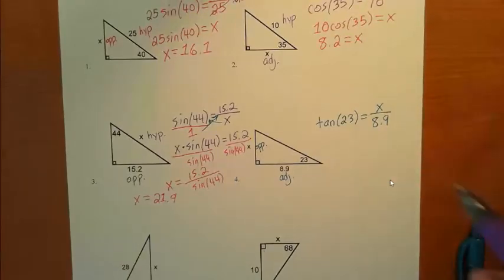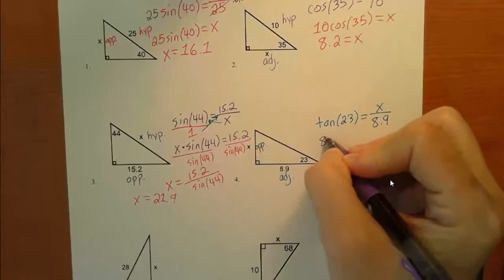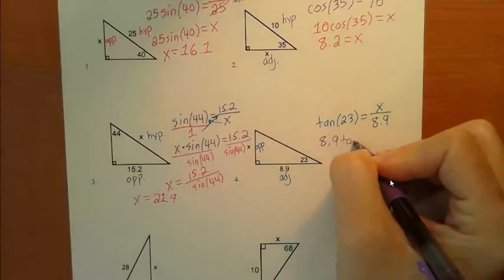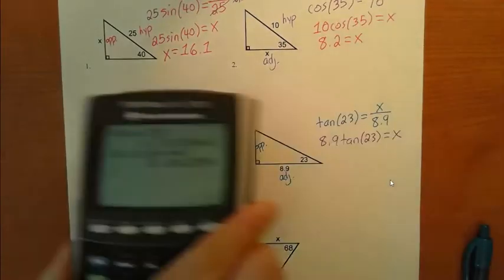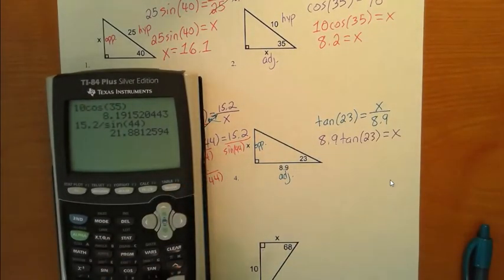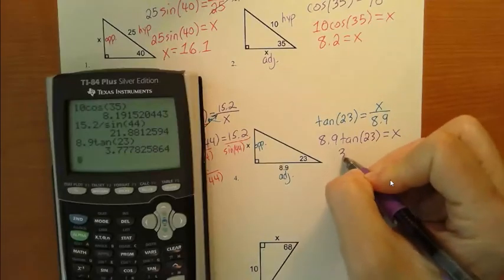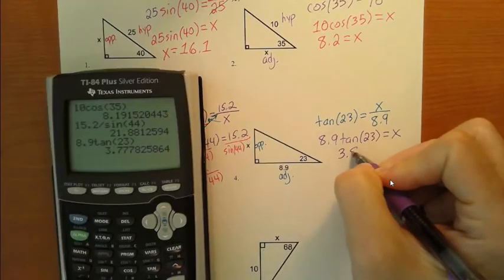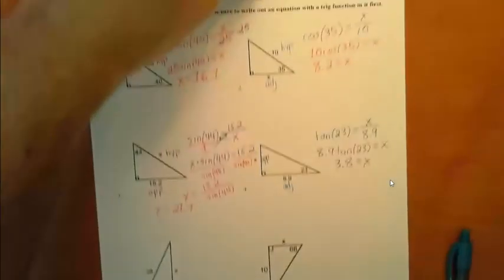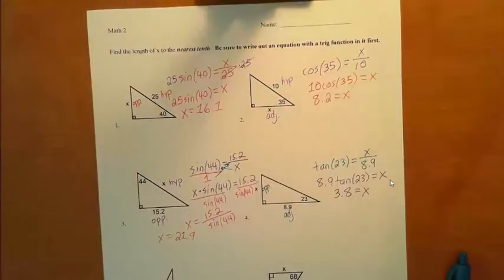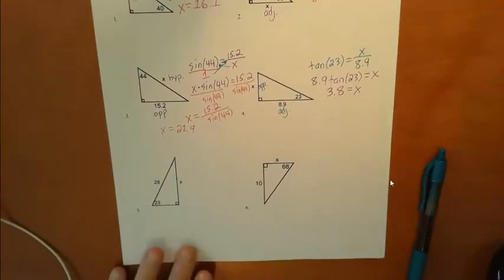So we're going to multiply by 8.9 on both sides like earlier. 8.9 times the tangent of 23 is equal to x. And we can use our calculator to find that the answer is going to be equal to 3.8. So lots of good examples so far of solving for trig. We are now on the last two examples of doing this with straightforward, similar problems.